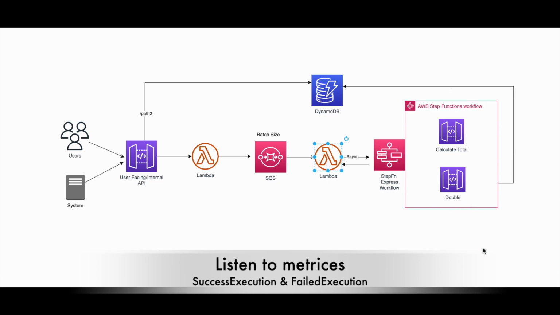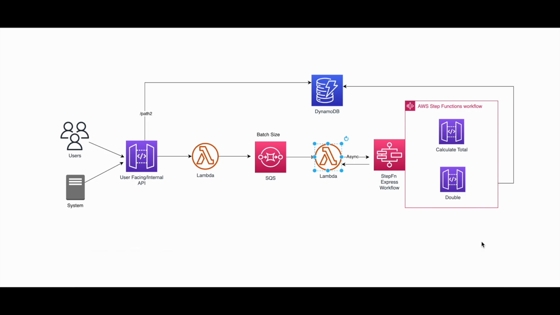And based on these metrics, you can set up some alarms, and based on these alarms, you can probably disable this event source mapping at the SQS queue and Lambda level. So the Lambda will not consume new messages if your Step Functions workflow started to throw errors. And then you can set up some circuit breakers, so we can check the health of these third-party services. If they are healthy, you will re-enable this event source mapping.